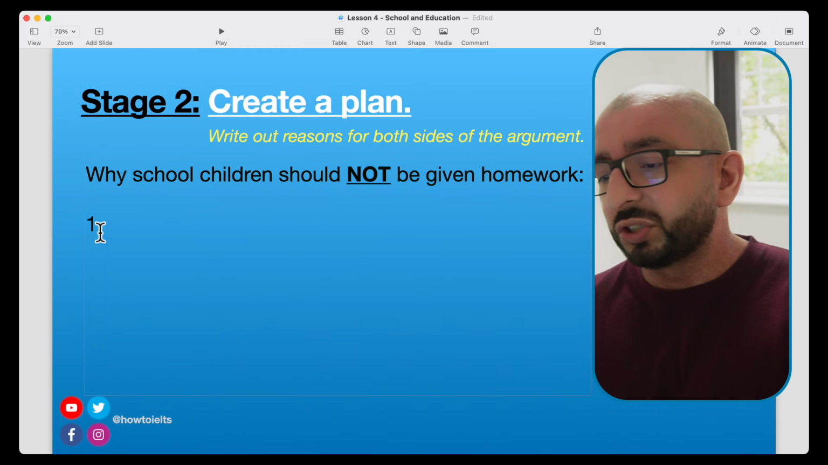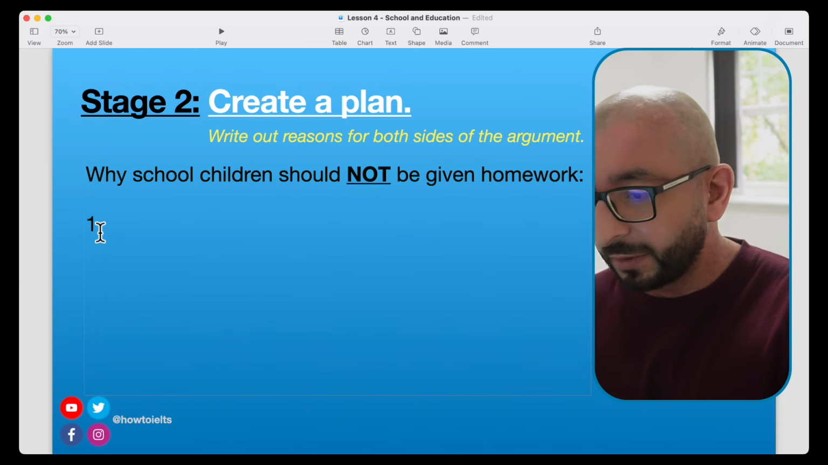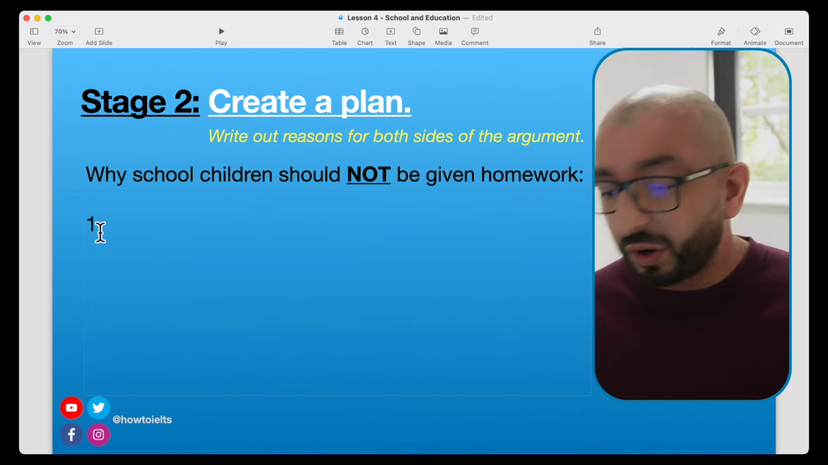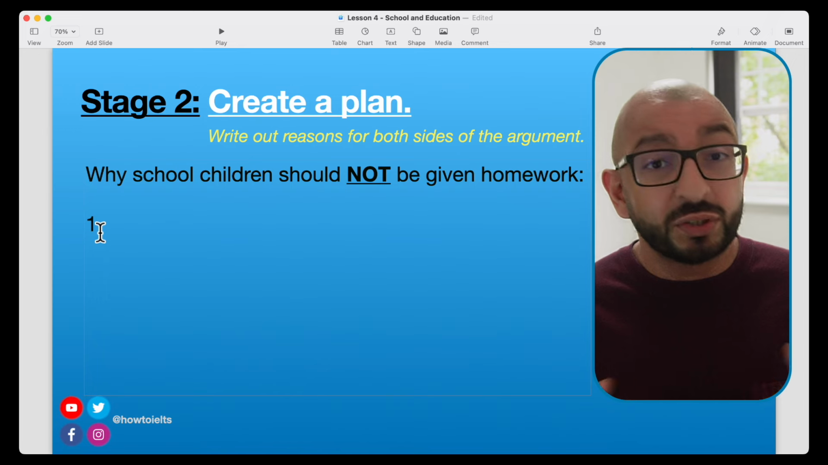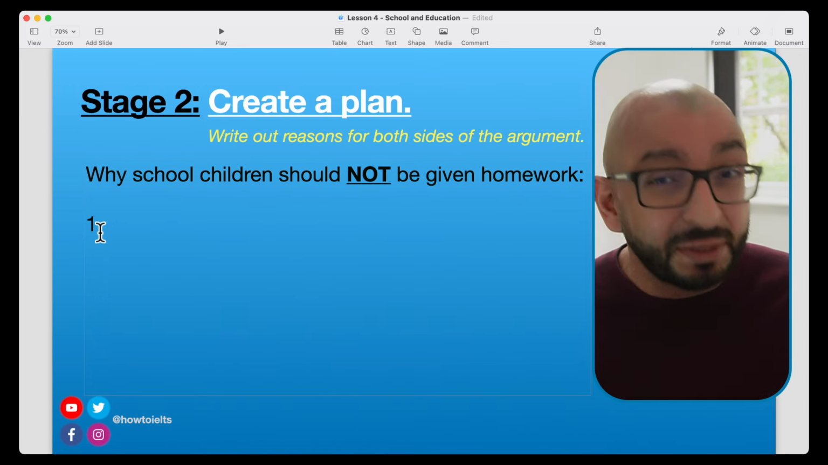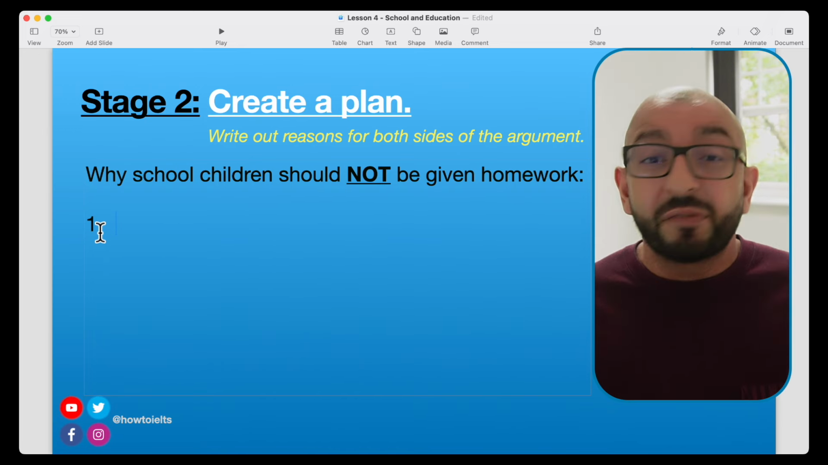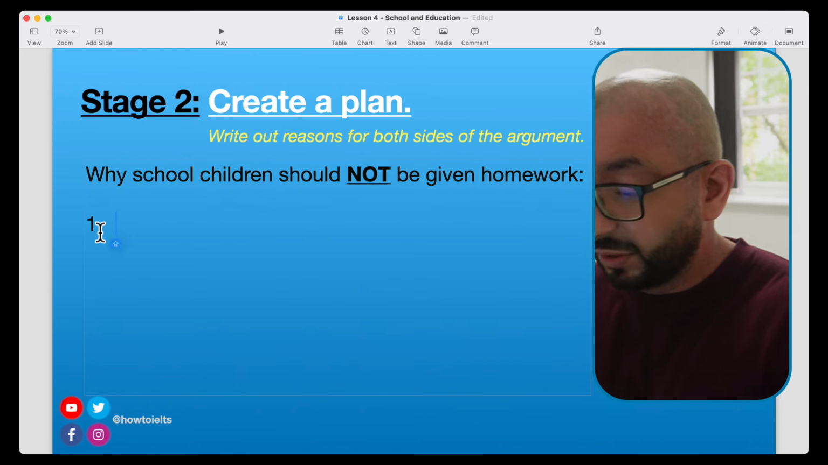So why school children should not be given homework? Well, I think one reason is that by the time students finish school and they go home, they're going to be very tired. They'll be so tired that they might not even benefit from homework. So that's one reason.